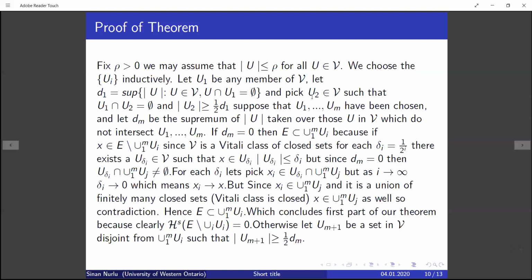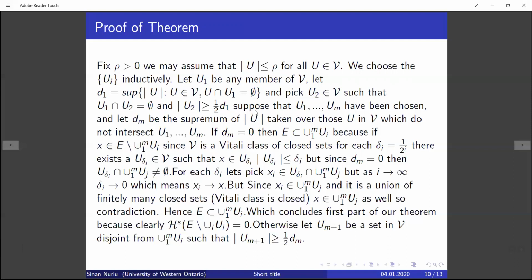Afterwards, we pick our second element depending on D1 and our first U1. So our second element will naturally be in the Vitali class, but we want it to be disjoint with U1, and we want its diameter to be larger than half of D1. So we can ask if such a U2 exists, of course. It may not, because once we pick U1, D1 might be zero. There may not be any other U that is disjoint from U1, in which case our process terminates at that step, and we would have a sequence with one element, U1. But we will come to that soon. In that case, our statement is still true, if we're going to prove it as a claim.